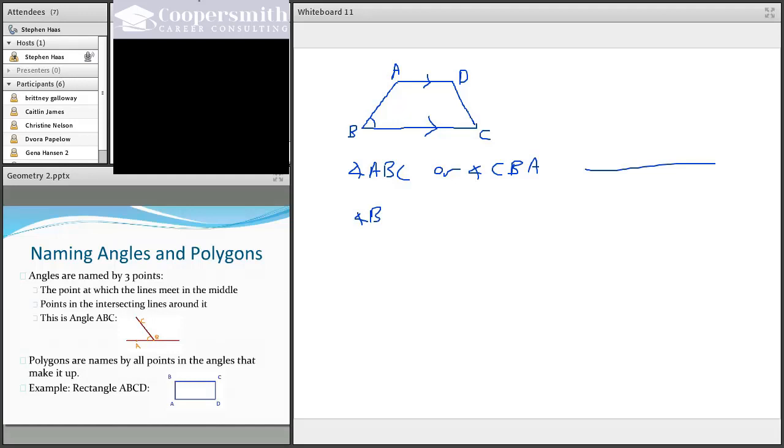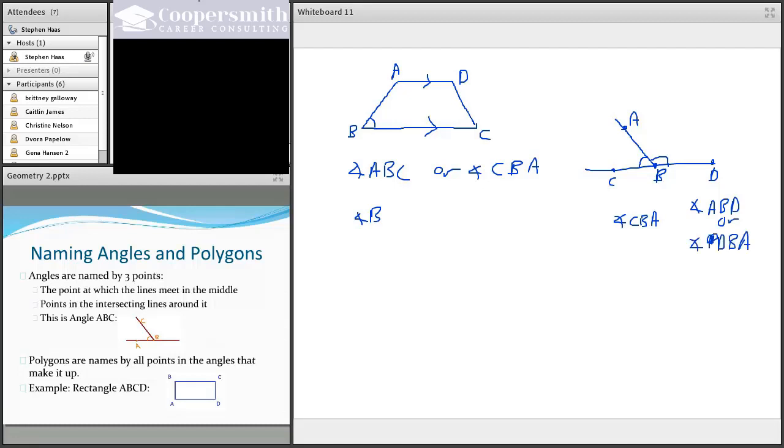Let's say this is point B, this is point A, and this is point C, and this is point D. Well, I can't just say angle B, because there are 2 different possibilities for angle B. If I were talking about this angle, I'd name it angle CBA, or ABC. What about this angle? What about the one on the right side? What would I call that? Good. Angle ABD, or angle DBA.